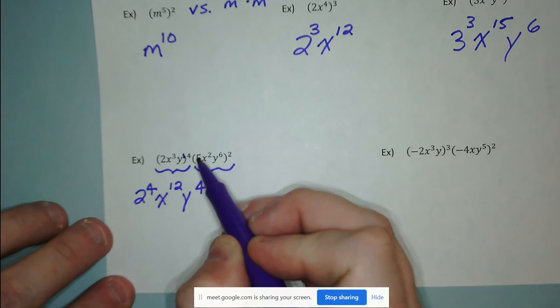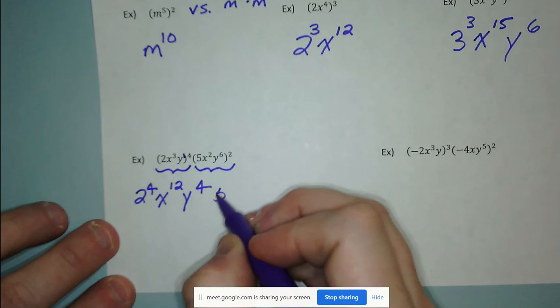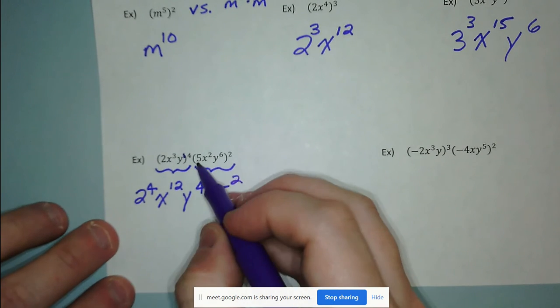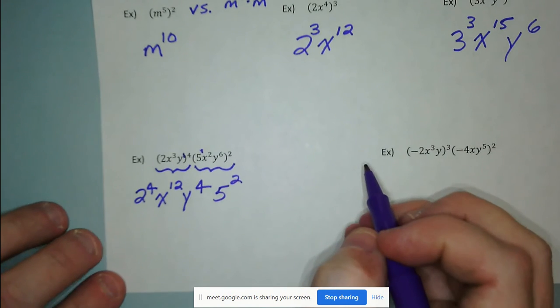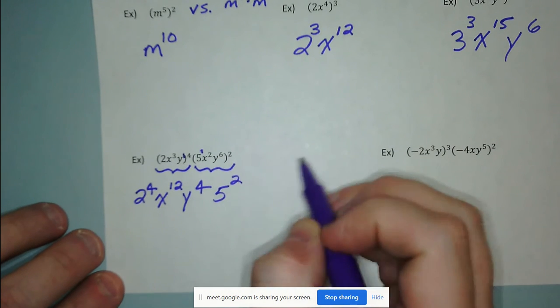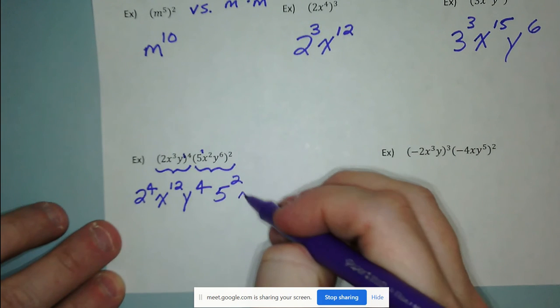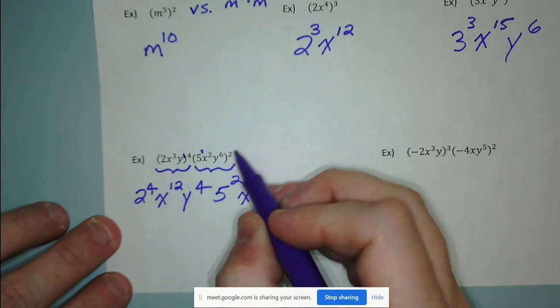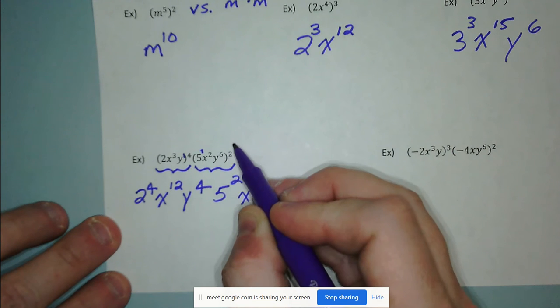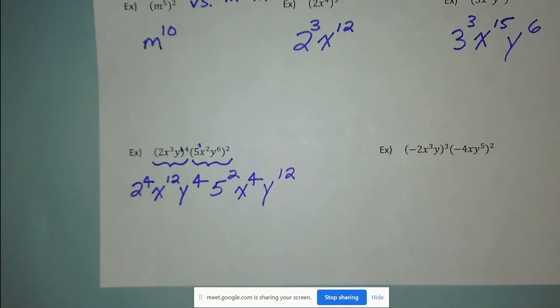Now let's raise all of this to the second power. So 5 to the 2nd, because that's just a 5, or 5 to the 1st, if you want to go that route. x to the what? x to the 2nd to the 2nd, x to the 4th, and then y to the what? y to the 6th to the 2nd. That's going to be y to the 12th. Ooh, okay.